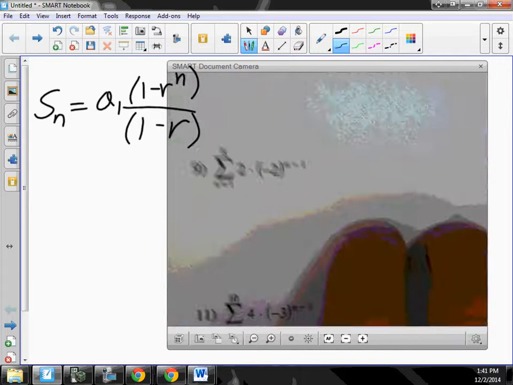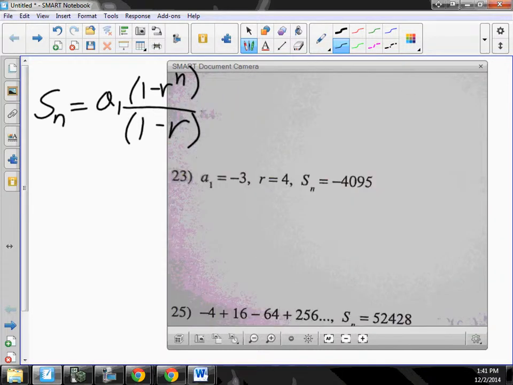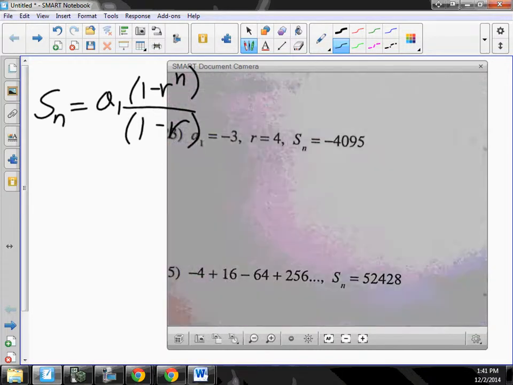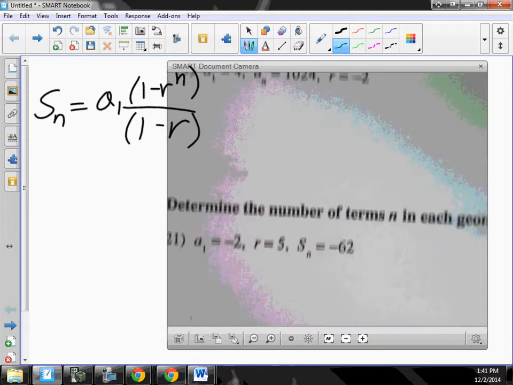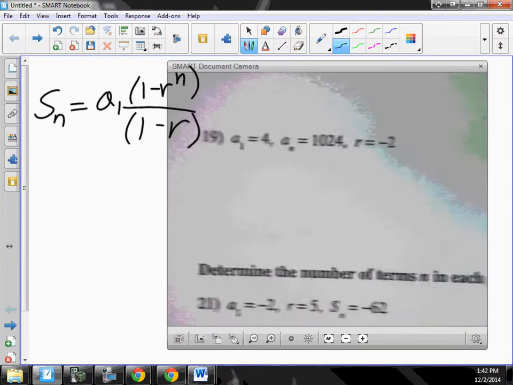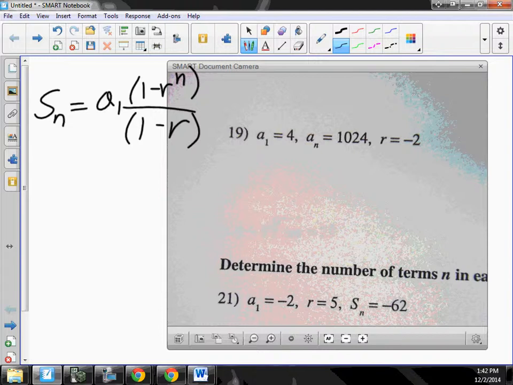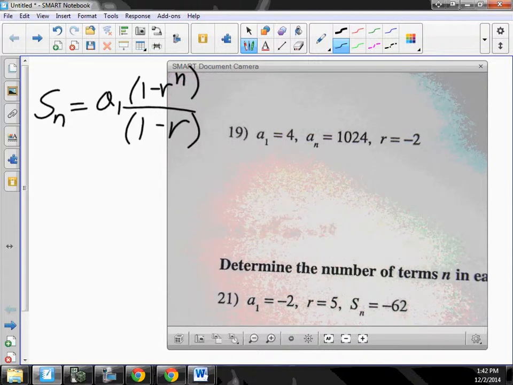So that'll take you all the way down to number 19. Do we have all the information we need to calculate 19?